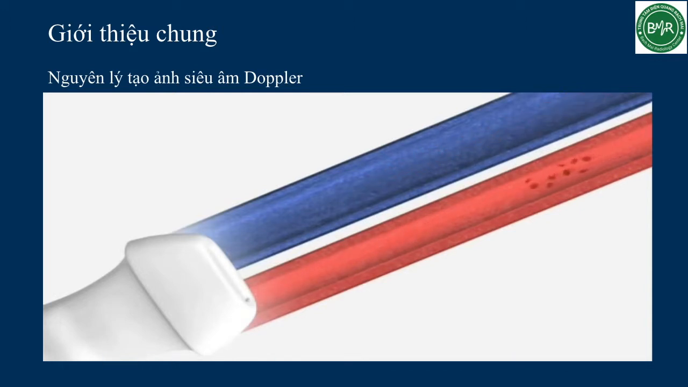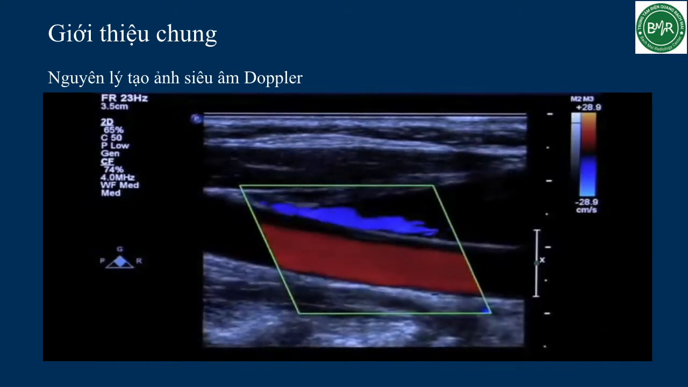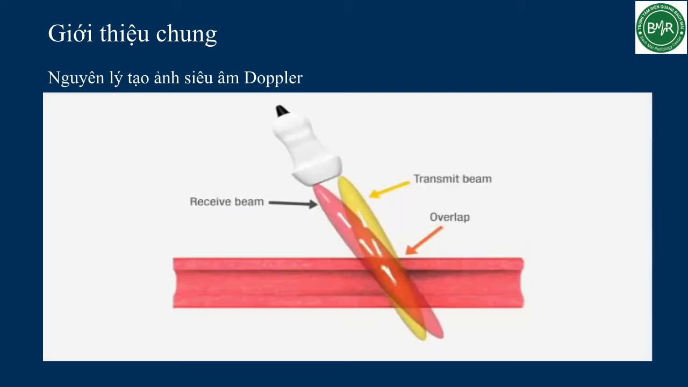When blood is moving towards the transducer, it is termed a positive Doppler shift and is represented as a red flow of blood on screen. A negative Doppler shift, where blood cells are moving away from the transducer, is represented as blue on screen. Different types of color Doppler also exist for use in cardiac and vascular ultrasound.